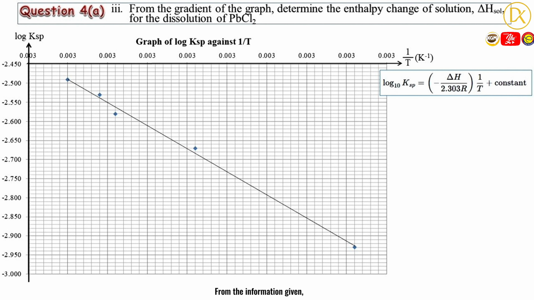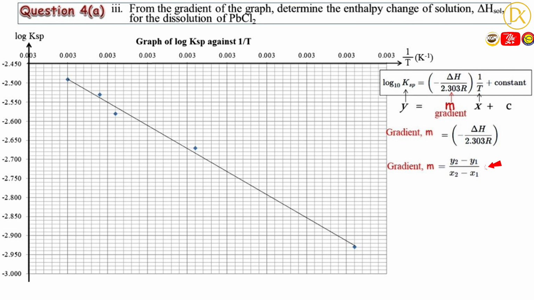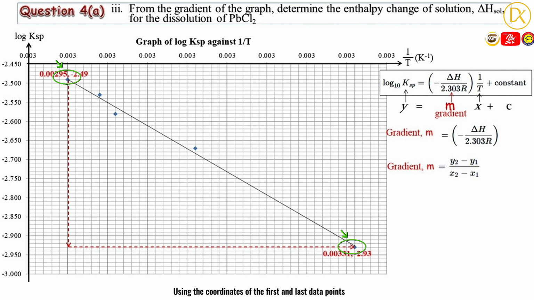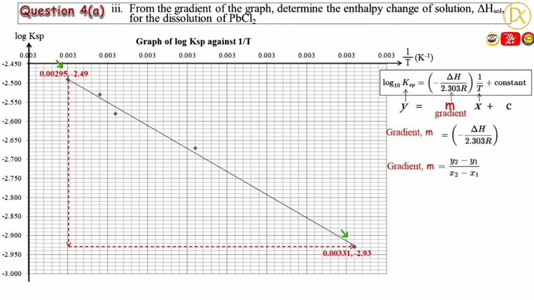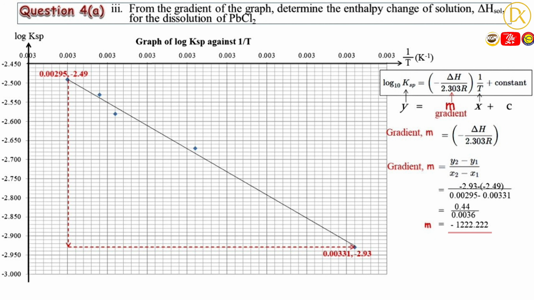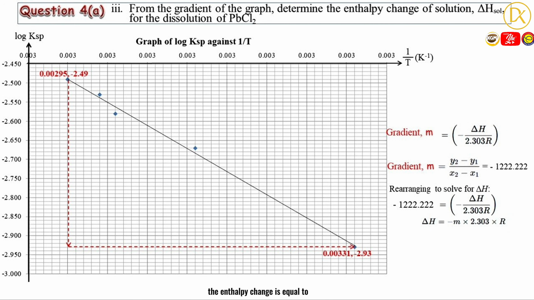From the information given, the relationship between the gradient and enthalpy is defined by the provided thermodynamic equations. This is the formula of the gradient. To determine the enthalpy change, we need to determine the gradient of the graph first. The gradient is calculated from the graph of log Ksp against 1 over temperature using the coordinates of the first and last data points. From the calculations, the gradient is -122.22. Then rearranging the equation, lastly, the enthalpy change is equal to 23391 joule per mole.